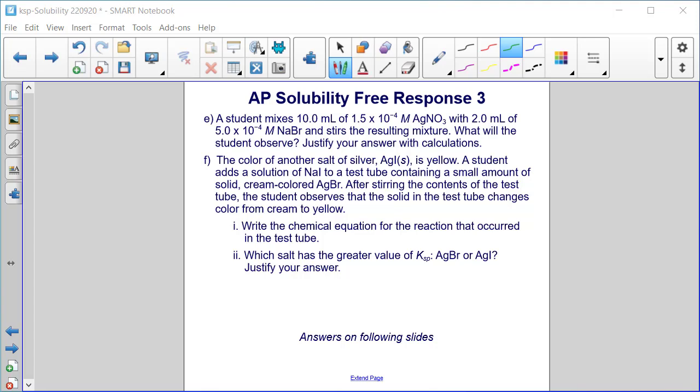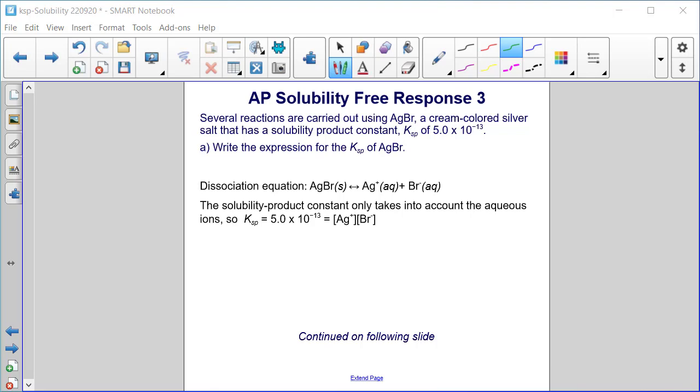F, the color of another salt of silver, silver iodide solid, is yellow. A student adds a solution of silver iodide to a test tube containing a small amount of solid cream-colored silver bromide. After stirring the contents of the test tube, the student observes that the solid in the test tube changes color from cream to yellow. Write the chemical equation for the reaction that occurred in the test tube. Which salt has the greater value of Ksp, silver bromide or silver iodide? Justify your answer. In part A, write the expression for Ksp of silver bromide.